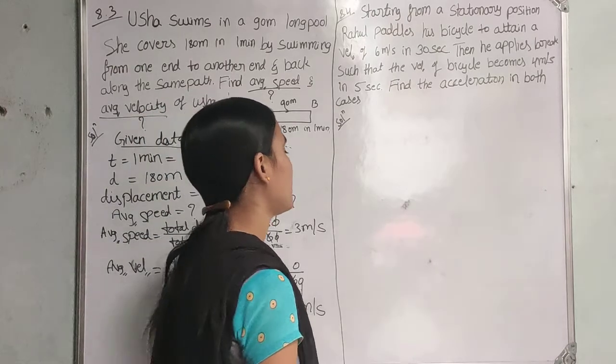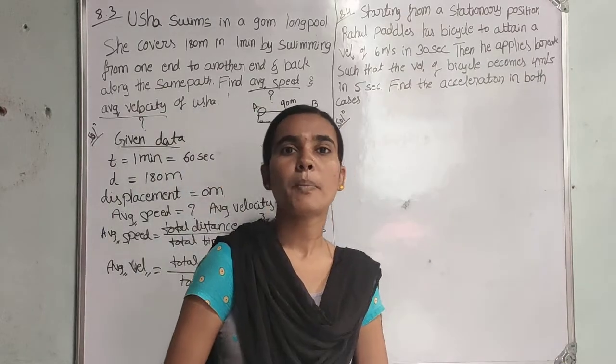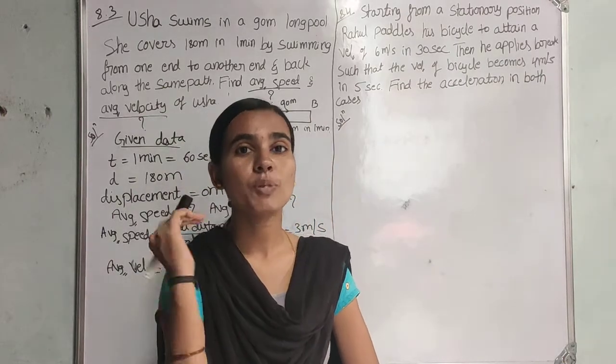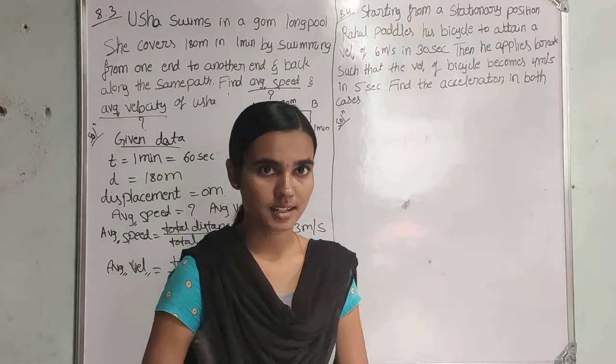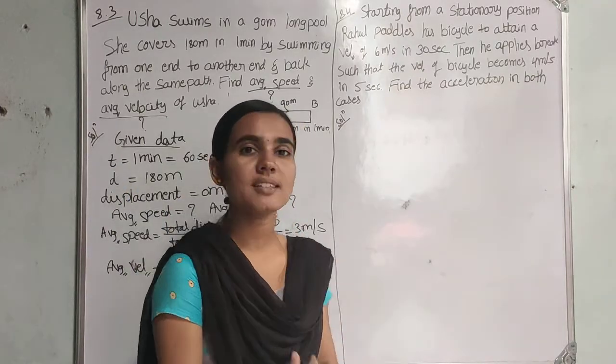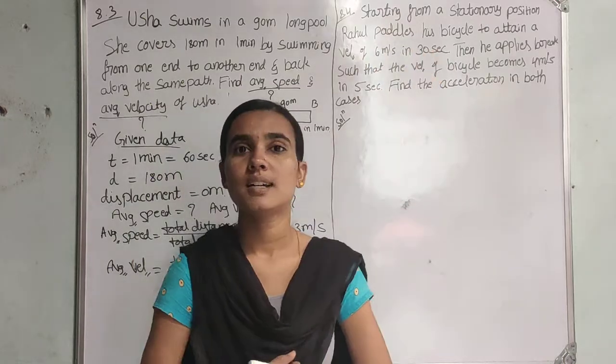Find the acceleration in both the cases. So here Rahul is there, he is pedaling his cycle. Before pedaling the bicycle, the cycle is at rest, and he pedals the cycle up to a velocity of 6 meter per second in 30 seconds.